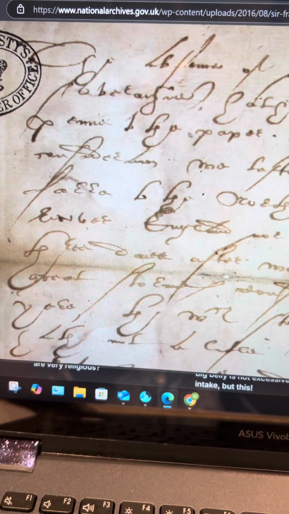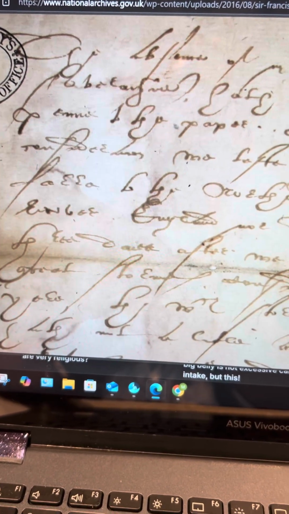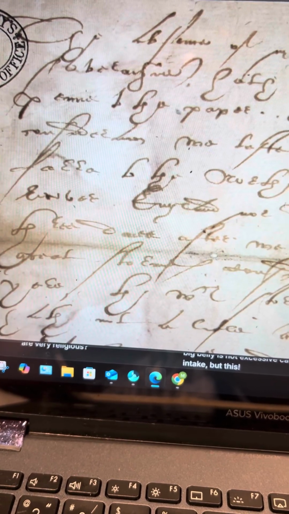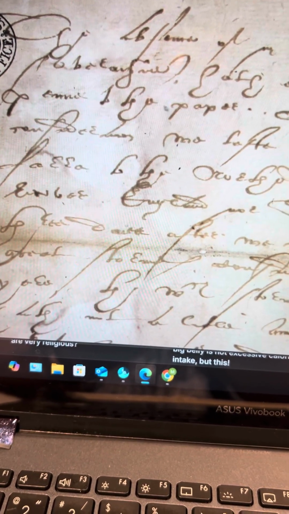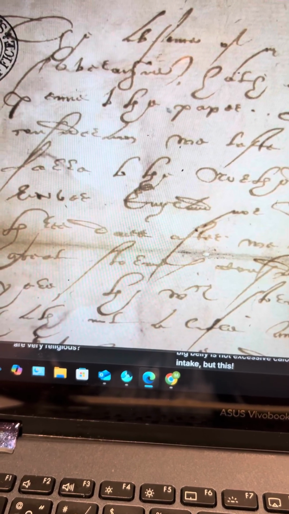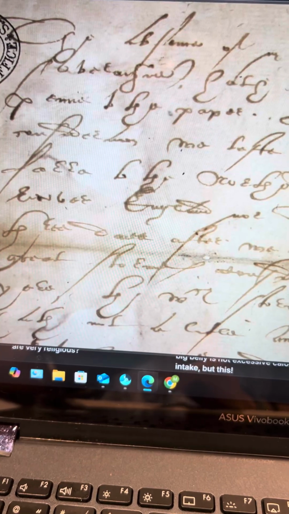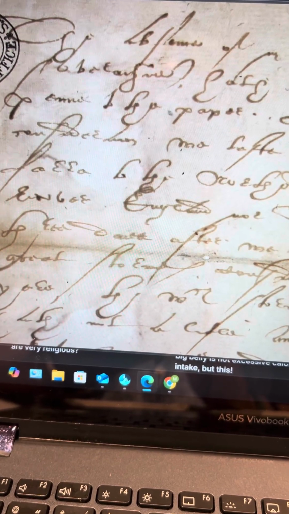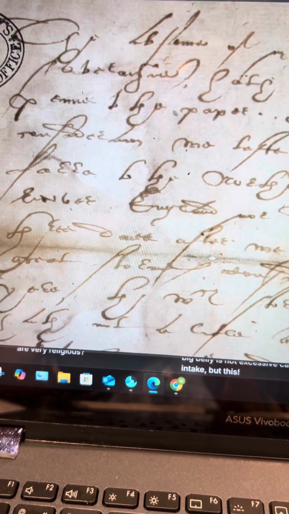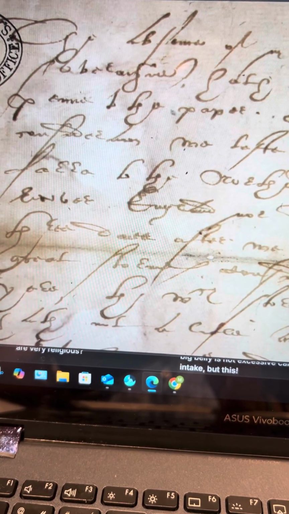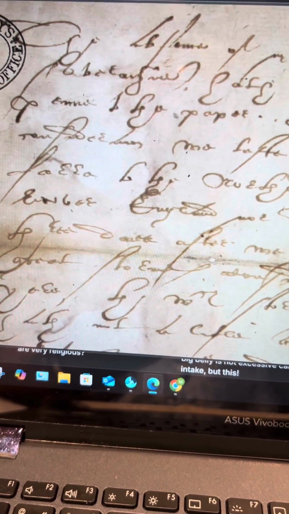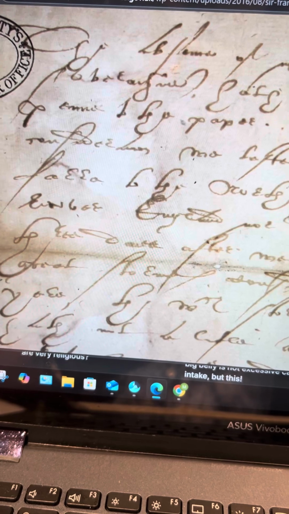So here we have the famous letter from Sir Francis Drake to Queen Elizabeth, letting her know that the English fleet had defeated the Spanish Armada in the 1580s. And this is written in the secretary hand script of the time, which now 500 years later is a bit tricky to read, and I saw a lot of people on Reddit were saying it looks like chicken scratching, so I thought it might be fun to decipher.